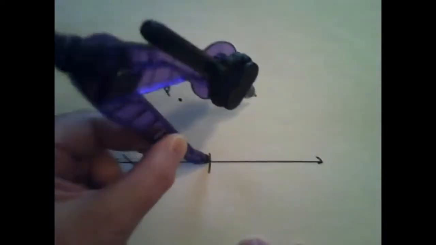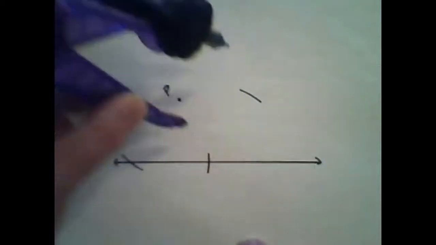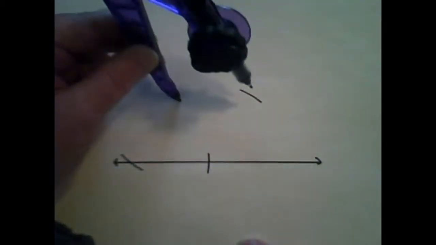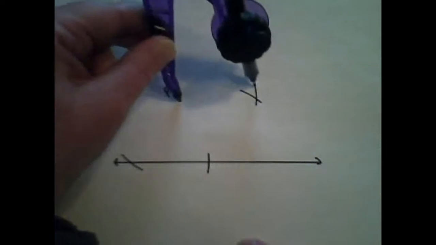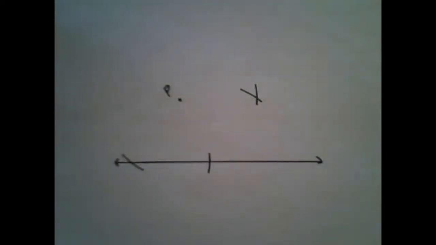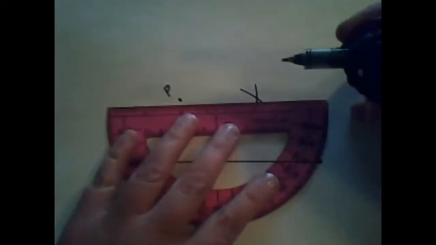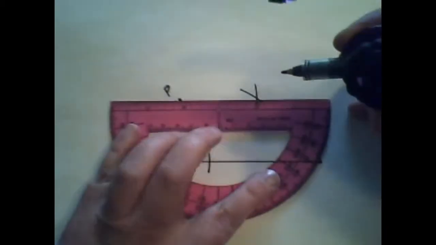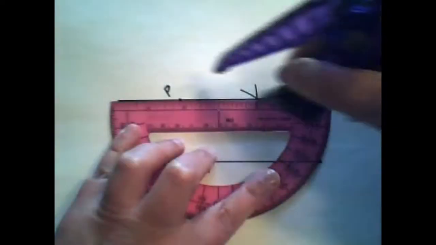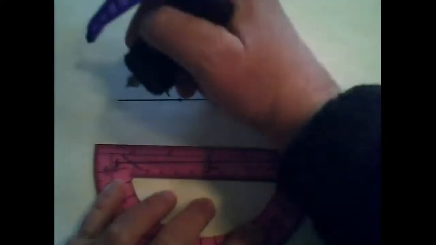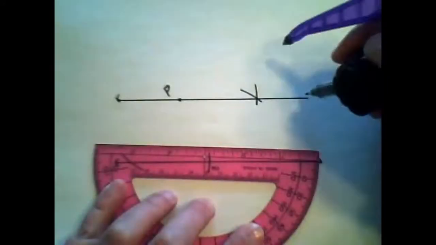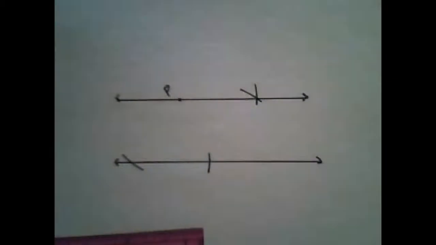Now I'm going to move to that intersection and make an arc up here and return to the point and make one more arc. Now if I take a look at that point that we started with and the intersection that we just finished drawing, I can draw a line through both that point and the intersection, and this line is parallel to the line that we started with and it contains point P.